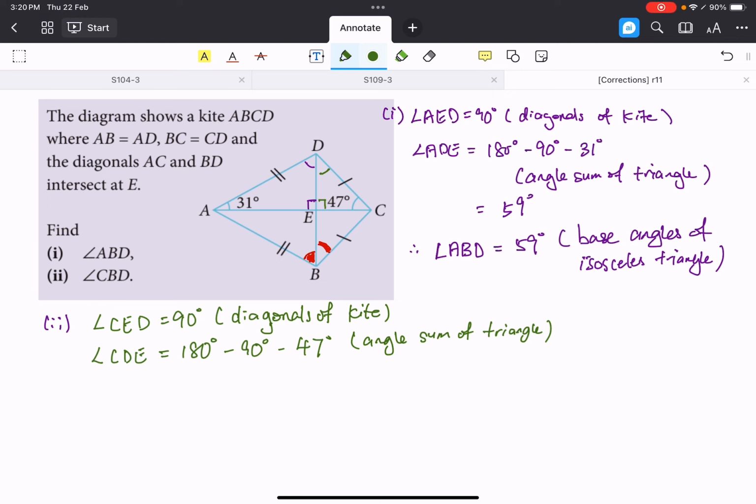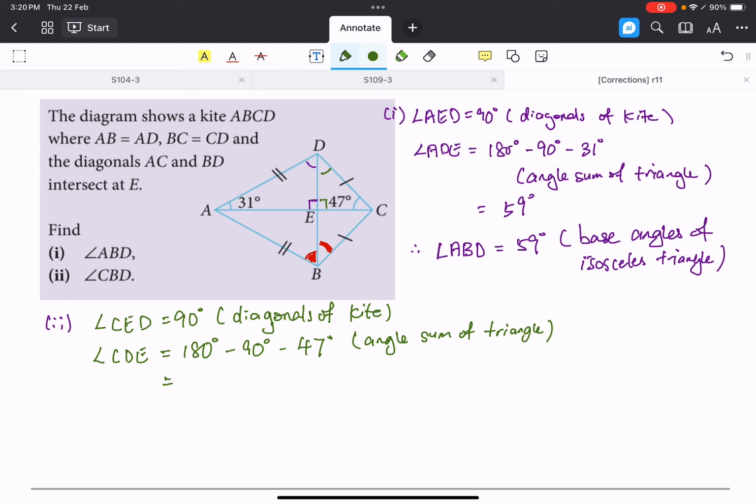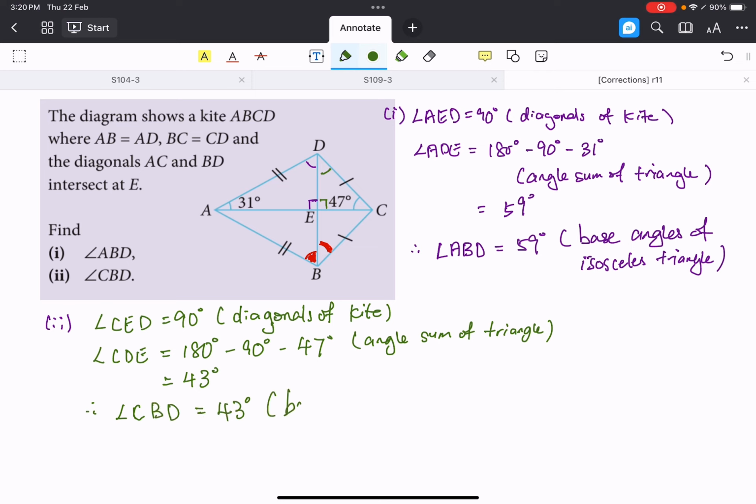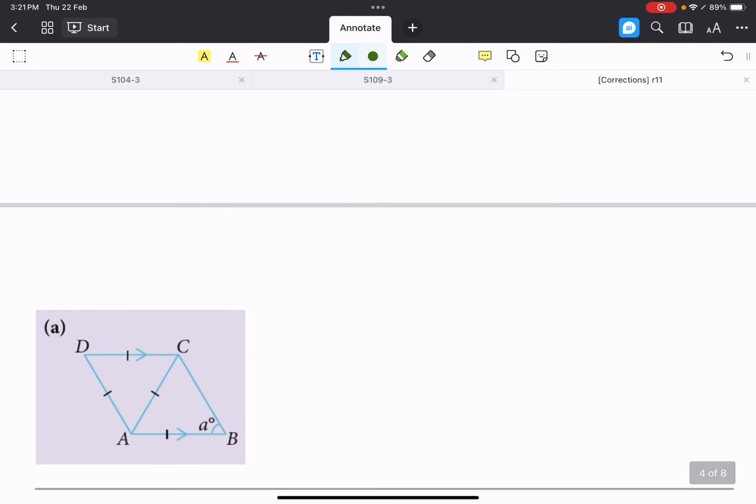43 degrees. Therefore angle CBD is equal to 43 degrees, and the reason: base angles of isosceles triangle. There we go. So that's the question. Let's look at the next one.